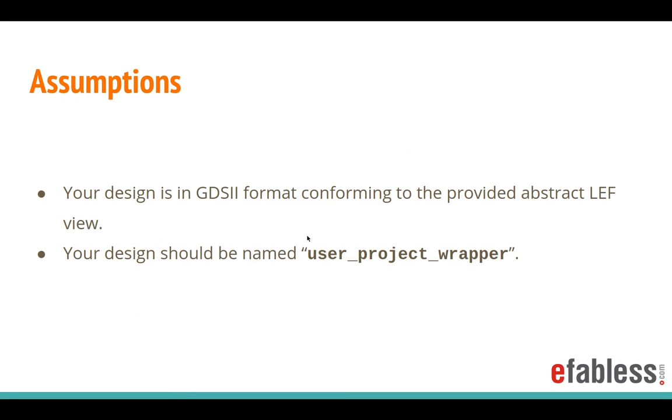So let's start with a couple of basic assumptions. First, what you basically need at the very least is your own design in GDS2 format conforming to the provided abstract dev view. I'm saying at the very least because you probably need a couple more files, like a gate level netlist, to pass pre-checks, but that's another topic for now.